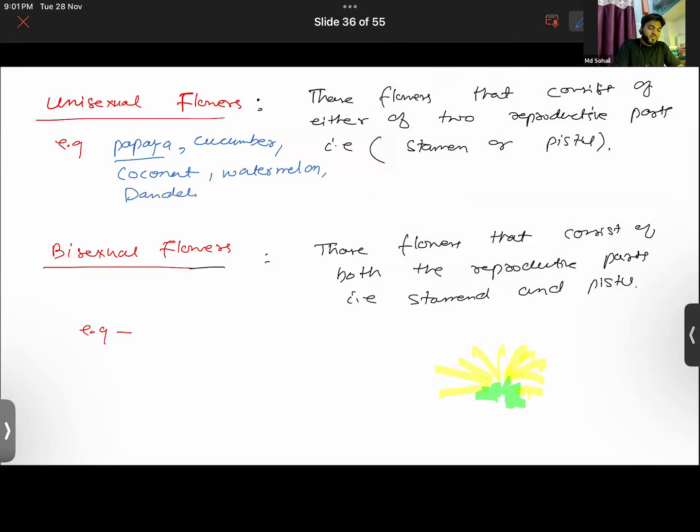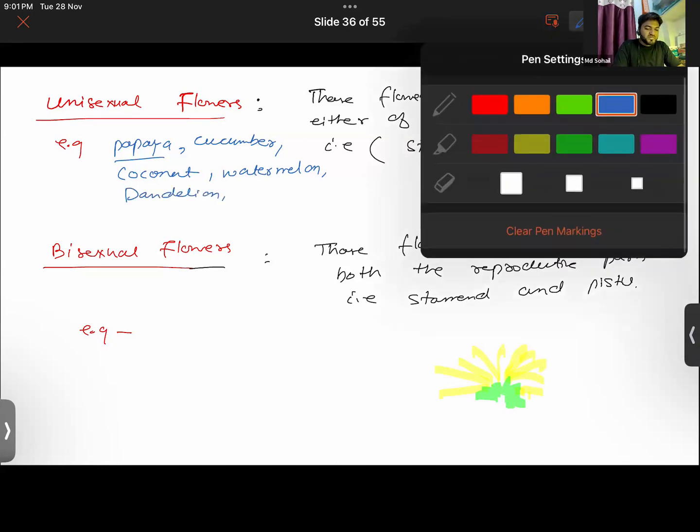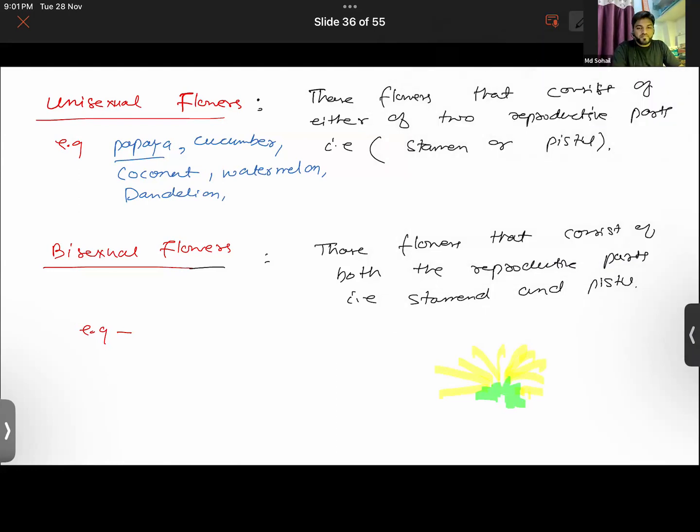China rose is a bisexual flower, right? That is one of the examples of a bisexual flower. So tulip will be there, mustard will be there, China rose, lily will be there. Lily plant will be there, right? So these are some of the examples of the bisexual plants.